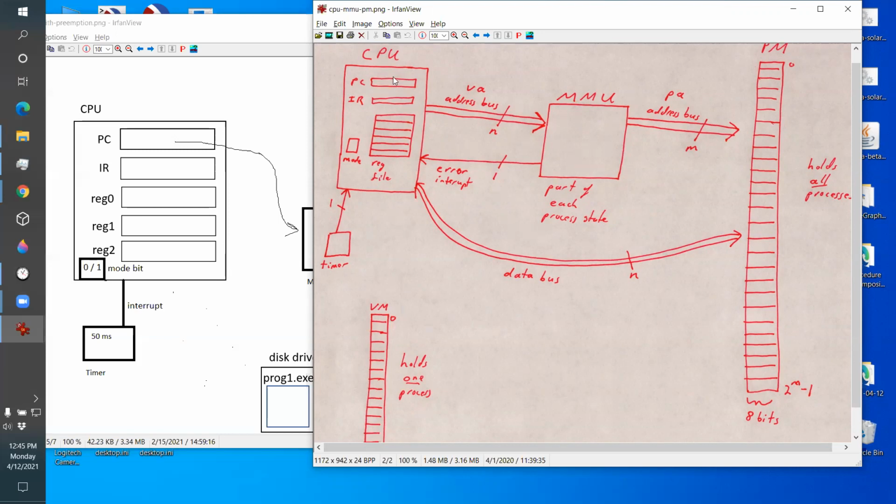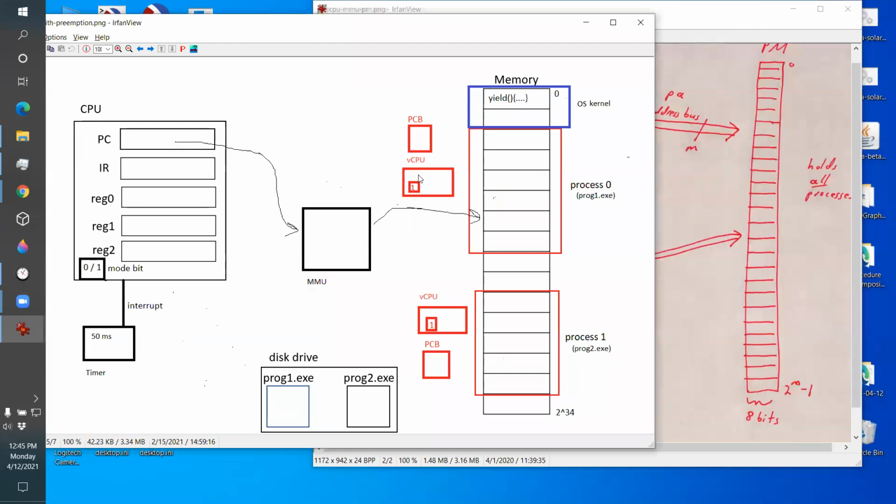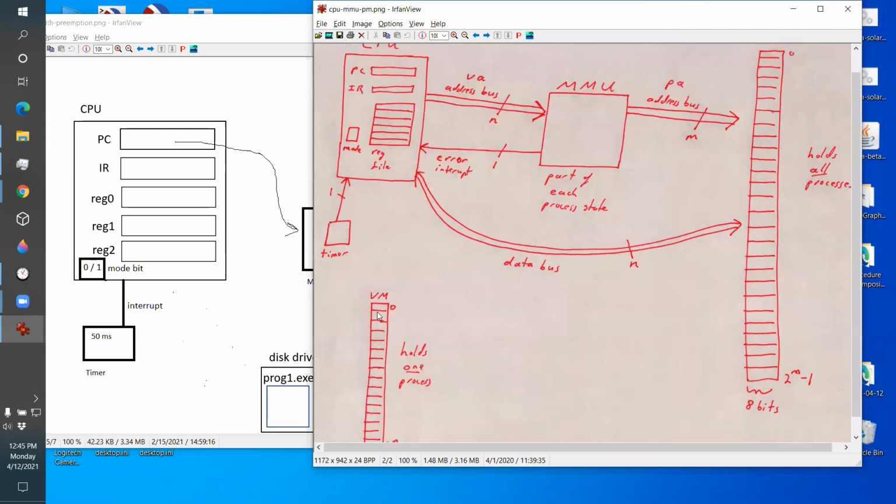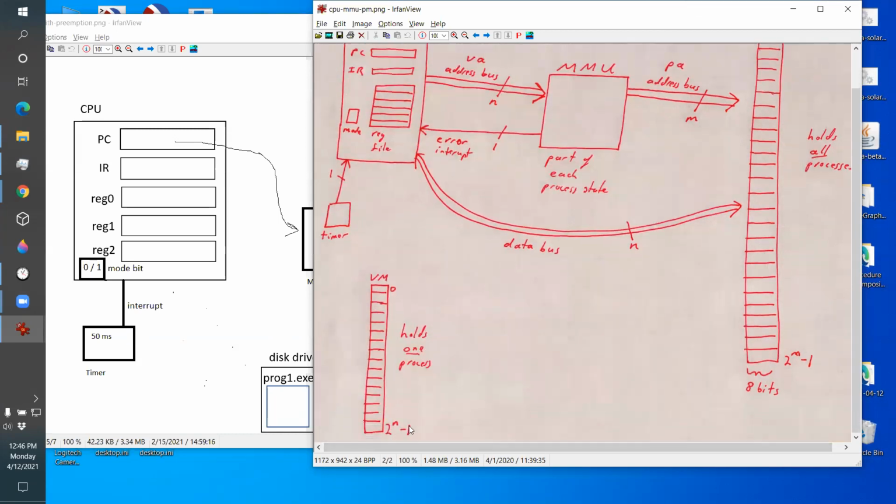The virtual CPU, the CPU that would be this CPU here, unlike this picture where it thinks it's restricted from here to here, actually thinks it has access to all of memory from address 0 all the way up to address 2 to the 64.